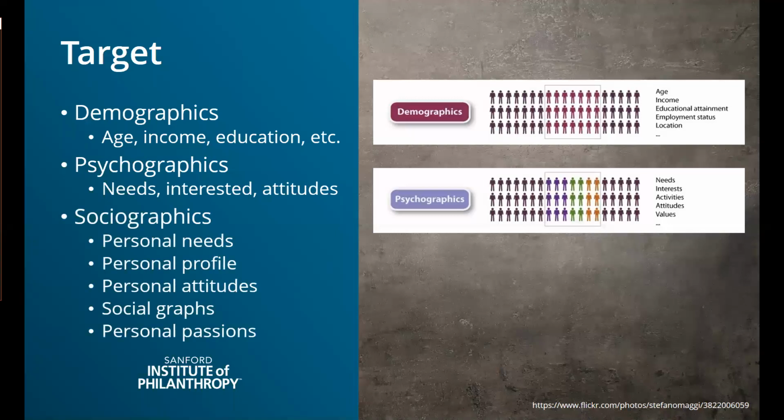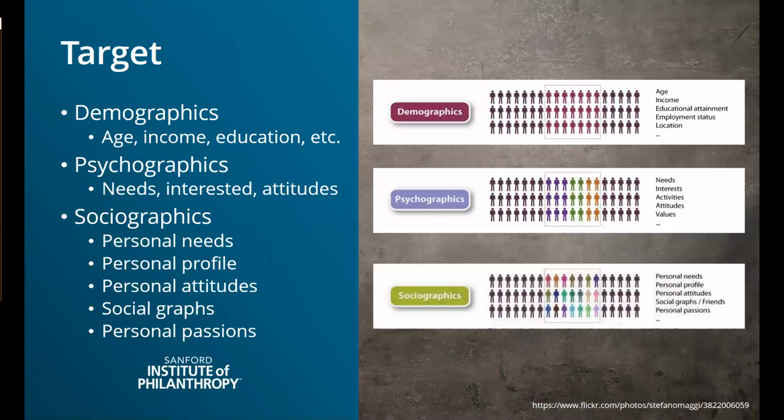So if you figure out who they are, what they need, what they're interested in, then you want to figure out how do they interact with it? What are their personal needs? What's their personal profile? What are their attitudes? How do they socially interact? And that's going to really narrow down your audience, help you determine and dial in your channel, help you write your messaging, set your goals.